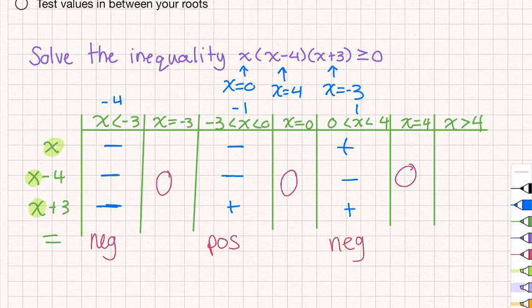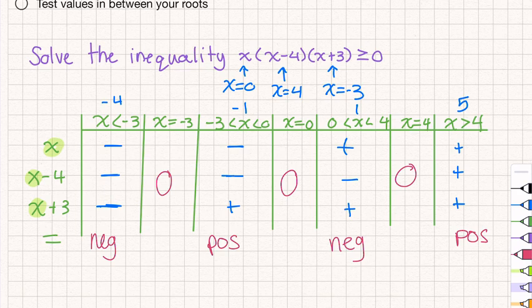And finally, a number that is greater than 4, we could use 5. Once again, you could use any number as long as it fits the parameters. So if I use 5, when I sub it in for x, that's positive. 5 minus 4 is still positive. And then 5 plus 3 is still positive. So positive. What does this chart tell us?